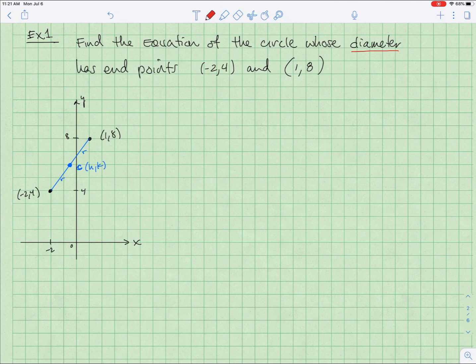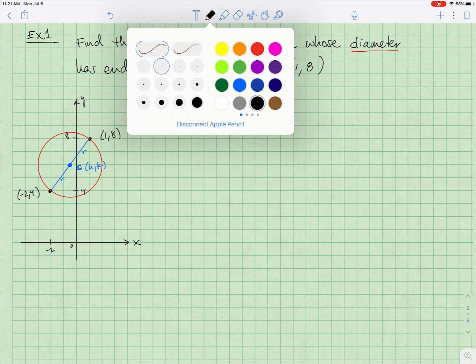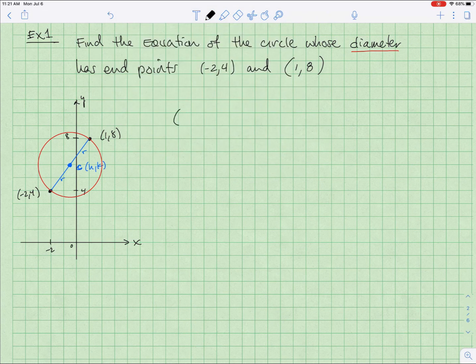So let's see if I can draw this circle here. Probably not going to turn out too great, but it could be worse. Something like that. And so the question is, what is the equation? So what do we need here for this? Well, the standard equation of the circle is x minus h squared plus y minus k squared is equal to r squared. So we need the center, h comma k, and we need r, the radius. So let's go find those features.